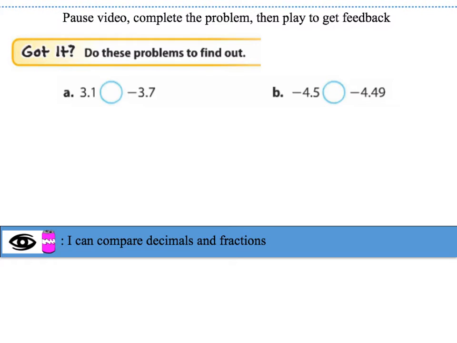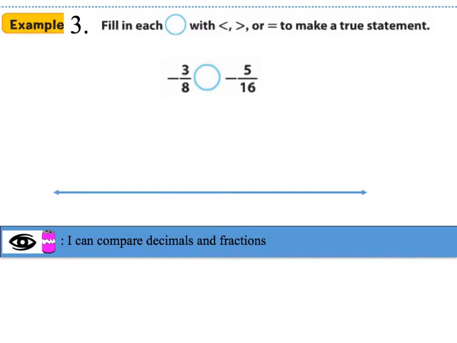So let's pause the video, complete these got it problems, and then play it back for some feedback. For example 3, they're asking us to do the same exact thing that we did in the last couple examples. The only difference now is they're giving us fractions. So let's go ahead and convert these fractions into decimals, and you can use the in and out method to do that.